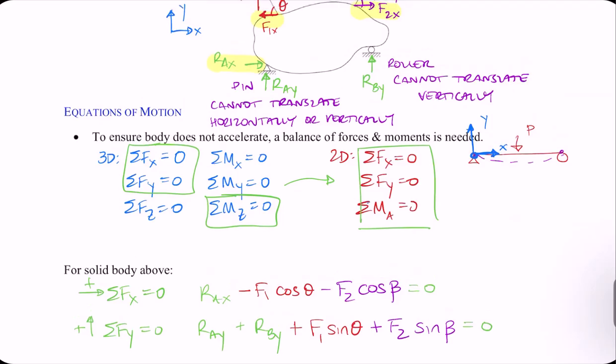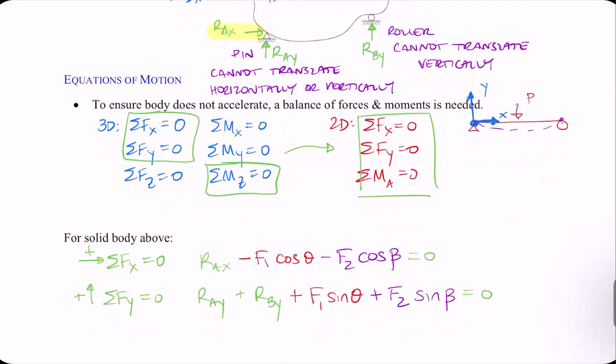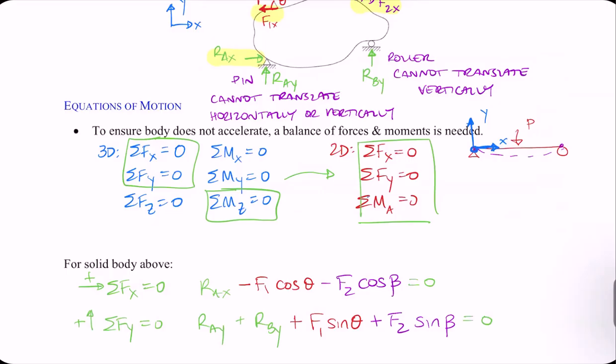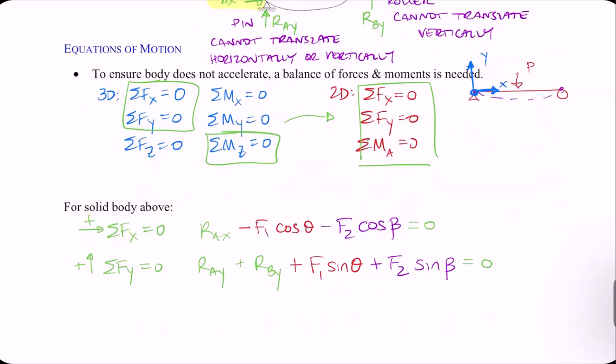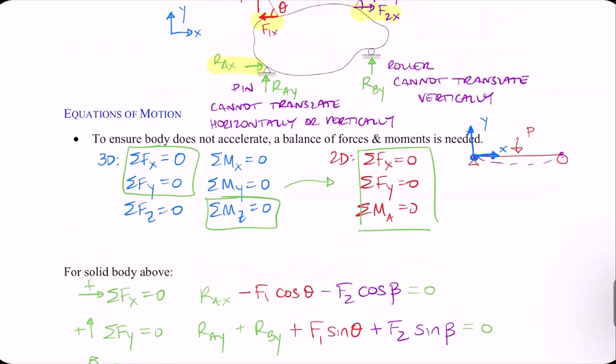And then I'm going to need to take the moment because I have 1 unknown, so I could solve directly for RAX. And here I have 2 unknowns, so I can't solve for both AY and BY without another equation. I have 3 unknowns total, RAX, RAY, RBY. I need all three equations of equilibrium. So I'm going to take a moment. I should choose A or B. If I choose point A, it gets rid of AY and I can calculate BY directly. If I choose point B, it gets rid of BY and I can calculate AY directly.